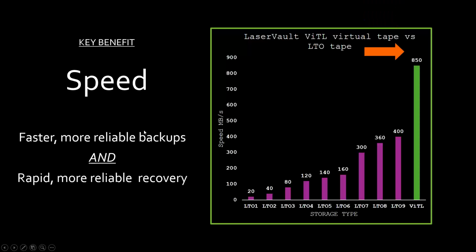So speed, key benefit, faster, more reliable backups, rapid, reliable recovery. So you can see in our chart the comparisons in terms of write speed at megabytes per second, where we have LTO9 up to 400 megabytes a second, where LaserVault in the real environment have seen speeds of up to 850 megabytes per second and even faster than that. So as you can see, you can really shorten your backup window, increasing your backup speed with a disk-to-disk backup solution compared to any of the LTO versions on physical tape.